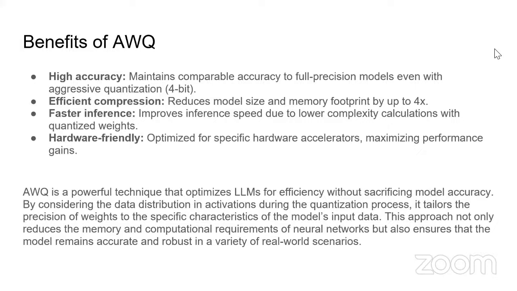AWQ is a powerful technique that optimizes LLMs for efficiency without sacrificing model accuracy. By considering the data distributions in the activations, it tailors the precision of the weights to the specific characteristics of the model's input data. This approach not only reduces the memory and computational requirements of neural networks, but also ensures that the model remains accurate and robust in a variety of real-world scenarios.